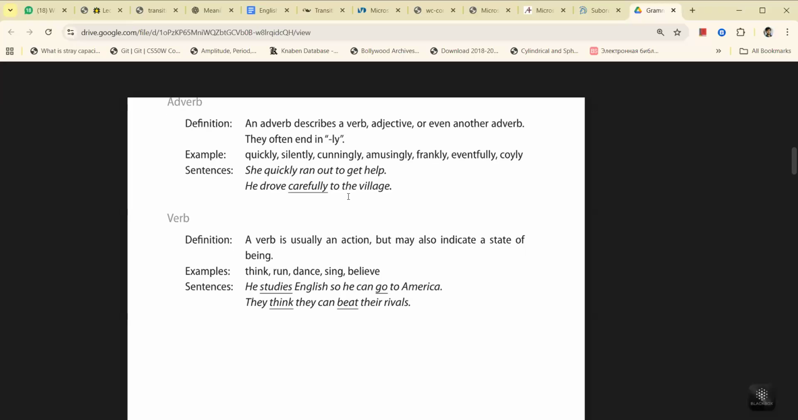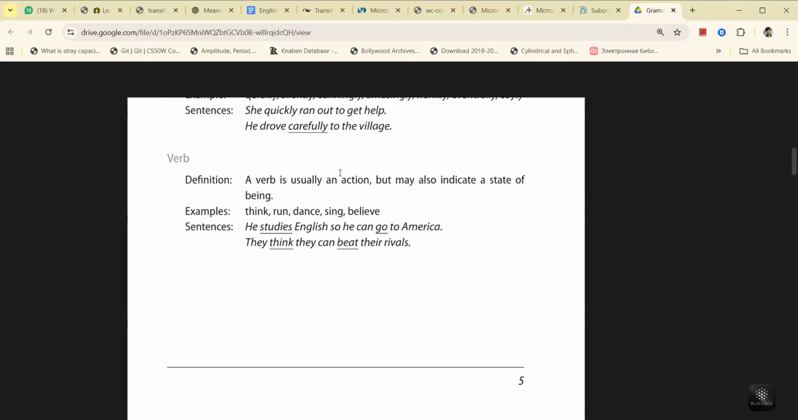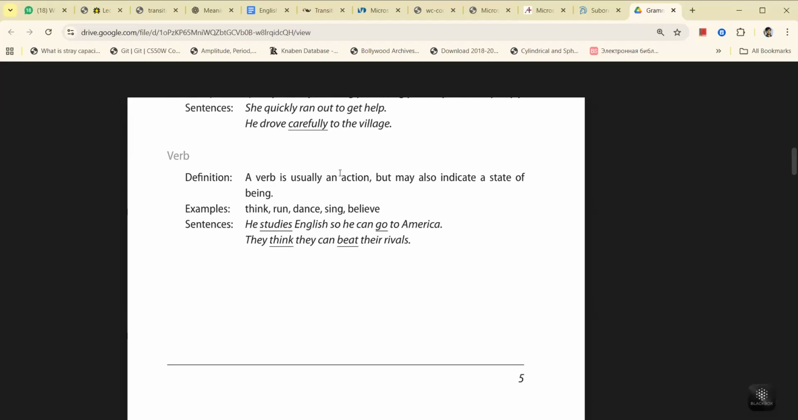Sentences: She ran quickly out to get help. He drove carefully to the village. Carefully and quickly are the adverbs.